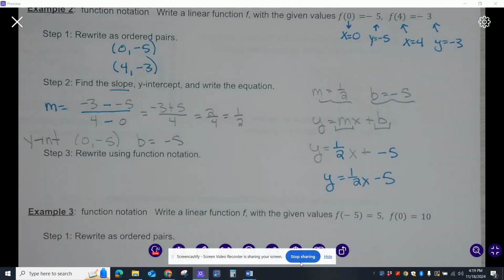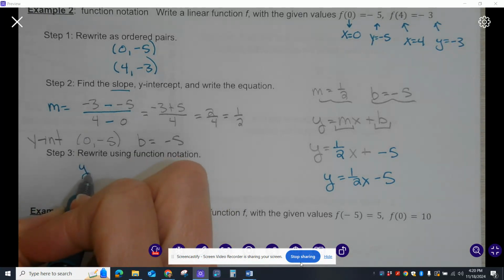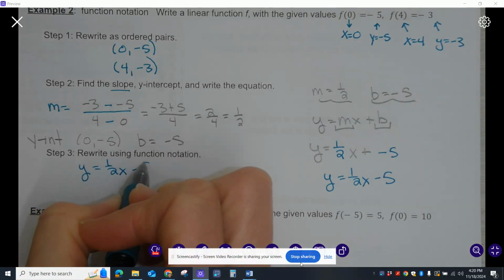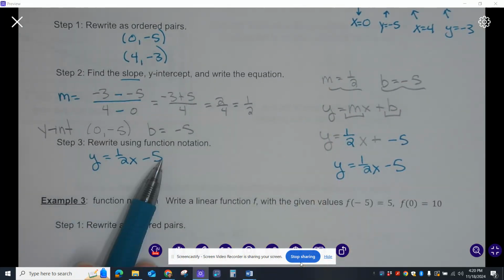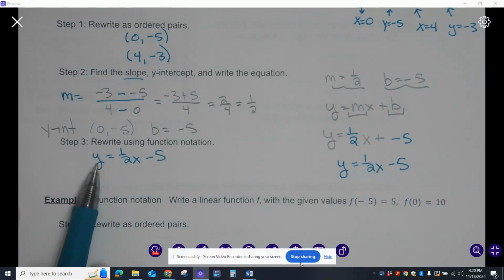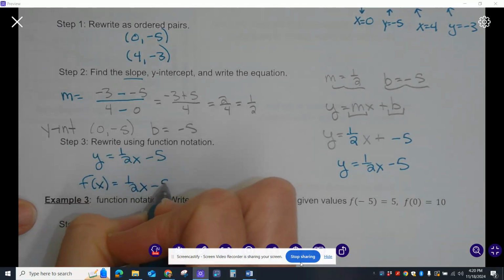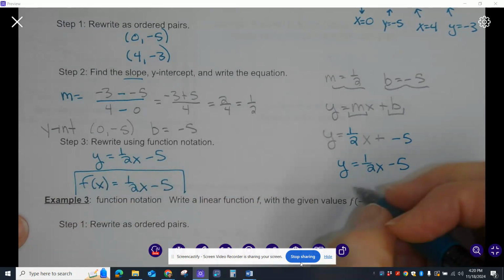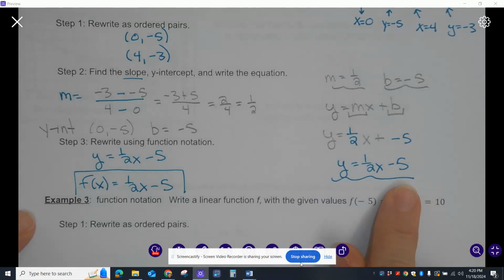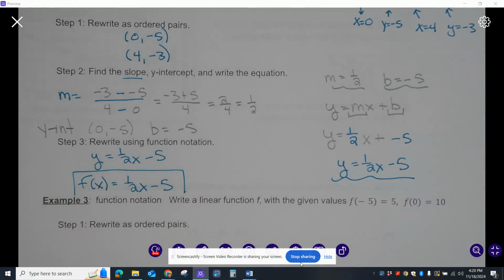Okay, so that is an equation of the line, but this says in step 6, so I'm going to rewrite my equation over here. Because we started with function notation, we want to end with function notation. In function notation, the way I identify my output, or my y, is I say f of x. So y equals mx plus b, in function notation, would be f of x equals 1/2 x minus 5.